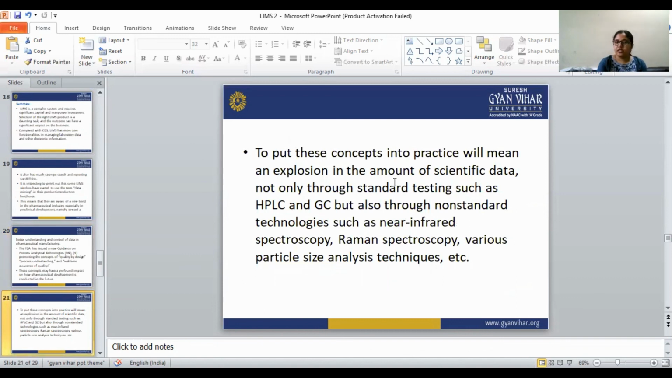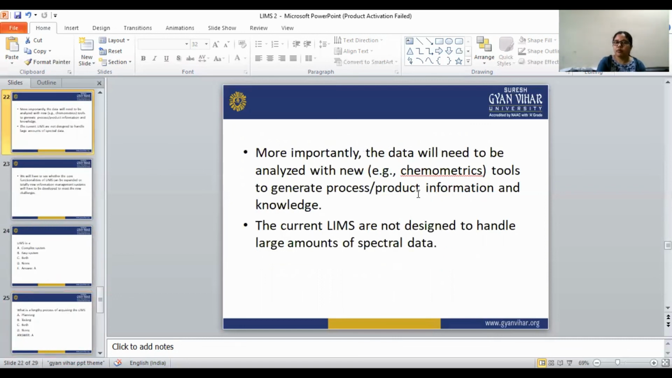To put these concepts into practice will mean an explosion in the amount of scientific data, not only through standard testing such as HPLC, GC, but also through non-standard technologies such as near infrared spectroscopy, Raman spectroscopy, and various particle size analysis techniques. So this LIMS can collect all that data. More importantly, the data will need to be analyzed with new tools to generate process or product information and knowledge.